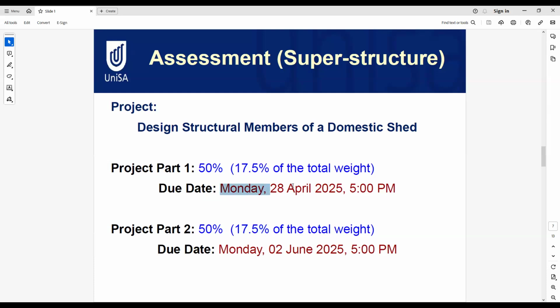The due date of the first part is Monday, 28th of April at 5 p.m. And part 2 will be 50% as well, which is 17.5% of the total weight, due on Monday, 2nd of June, 2025 at 5 p.m. Okay, so this is the assessment of the superstructure part, the project, and again, it is group work or teamwork.